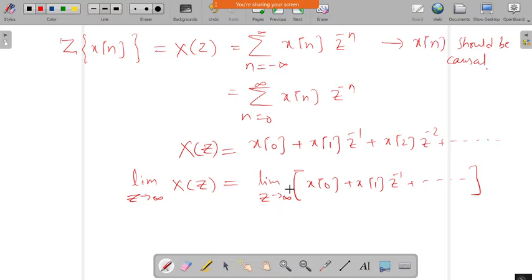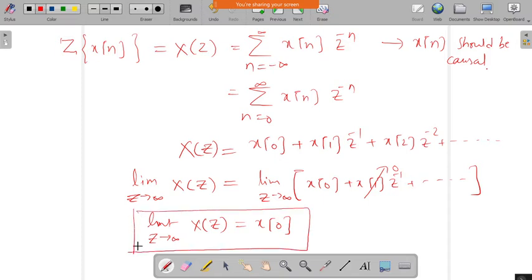Now if I substitute z tends to infinity, z power minus 1 is 1 over z, so 1 over infinity will go to 0. Similarly, z square also, 1 over infinity square, will go to 0. So except x of 0, all other terms will go to 0. Then we can write x of 0 is equal to limit z tends to infinity of X(z). This is the proof for the initial value theorem.